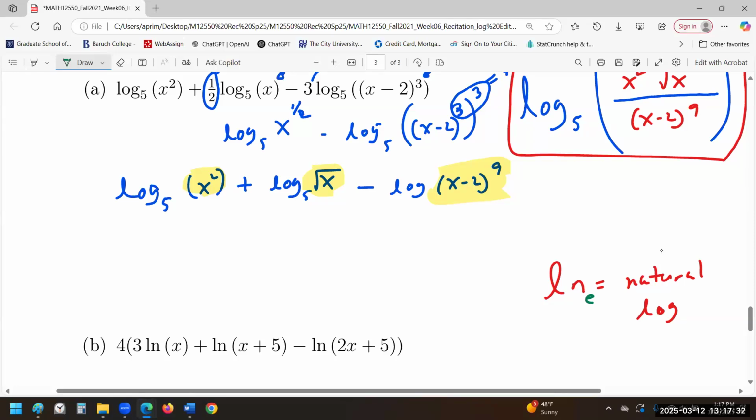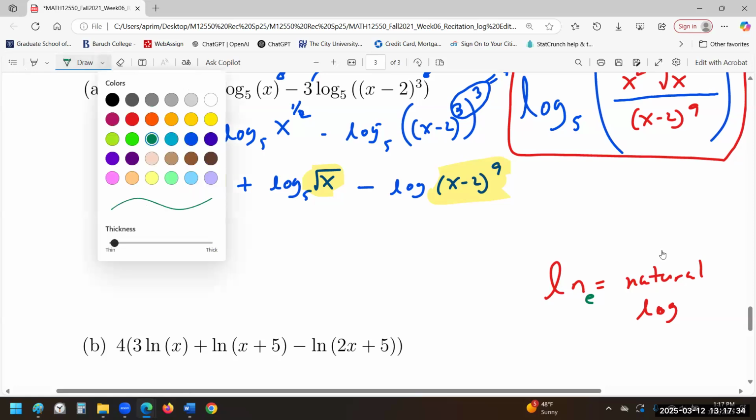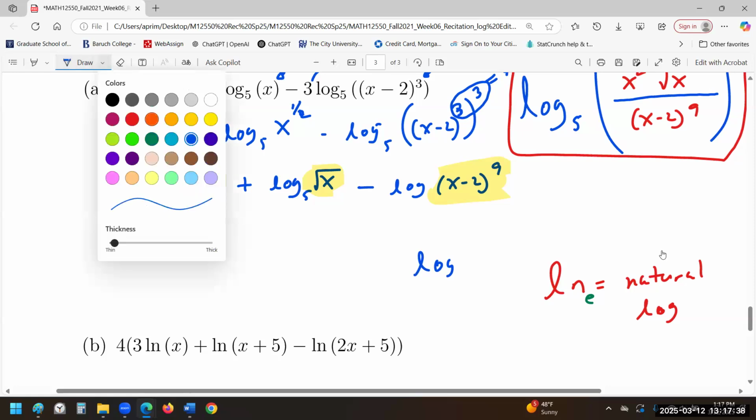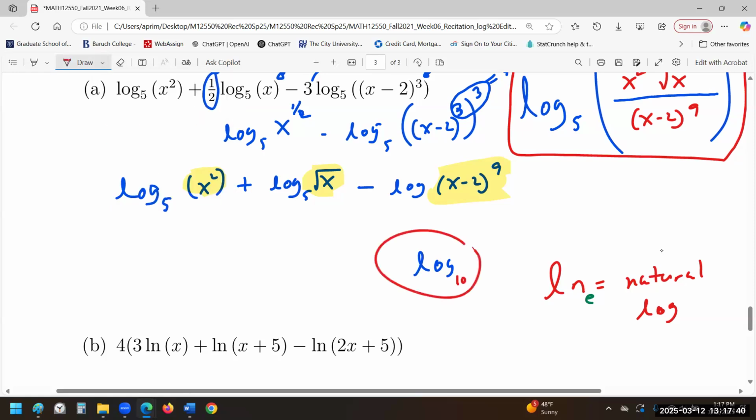The normal log has base 10. And if you see the word ln, it's a natural log which has the base E. What is E? It's a number, 2 point blah blah blah. Now follow the same rule we used in A, and do your B. And then you'll be done.